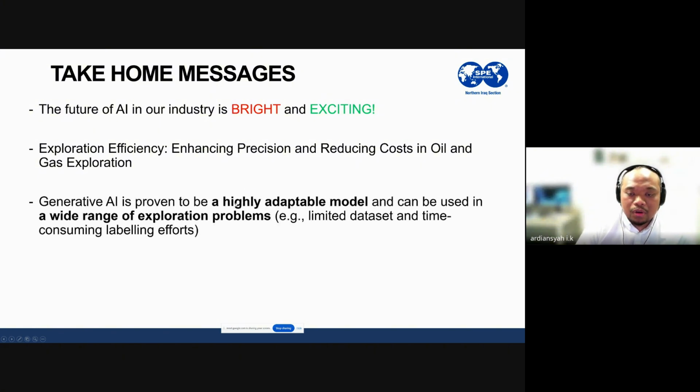Then another thing, hopefully, as I've shown you different examples, you can see that the model is highly adaptable. It can be used in a wide range of exploration problems, and it can really help us mitigate some of our key challenges.